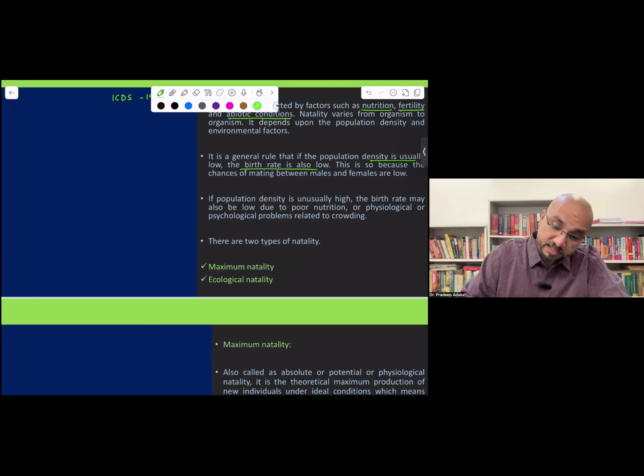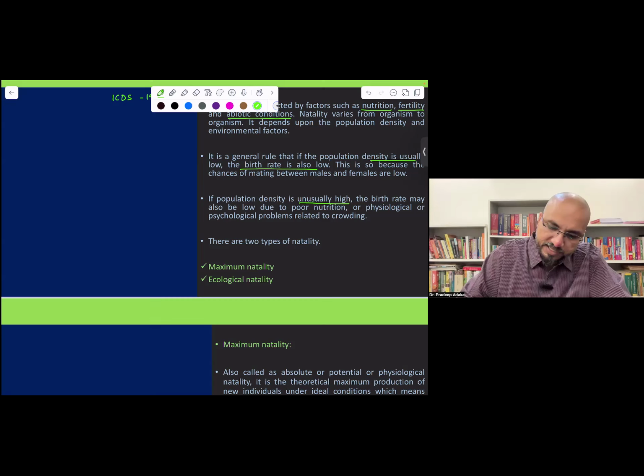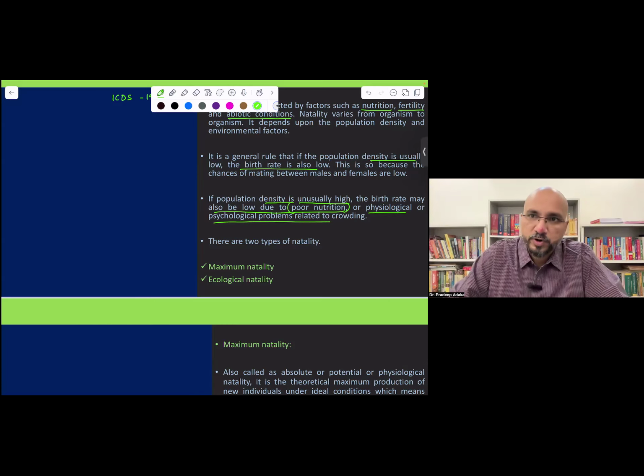And if the population density is unusually high, then also there is a problem, because there will be scarcity of the resources. Many individuals will be competing for the same resources. If the population density is unusually high, the birth rate may also be low due to poor nutrition because of competition, or physiological or psychological stress related to crowding, sanitation. All those things may also affect the natality. So unusually high density is also not very favorable for higher birth rates.